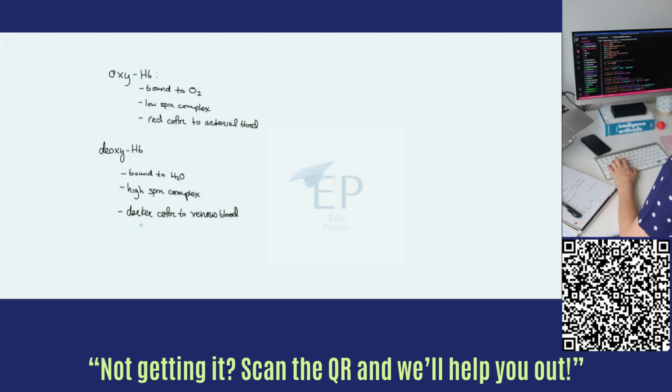All right. So first, let's categorize the strong or weak field ligand. So we know that oxyhemoglobin is bound to oxygen, and that it is a low spin complex. Low spin complexes have strong field ligands.